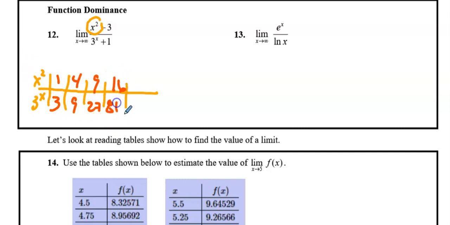I plug in 4, I get 81. I plug in 5, I get 25. I plug in 5, I believe I get 243. What is the point of this?